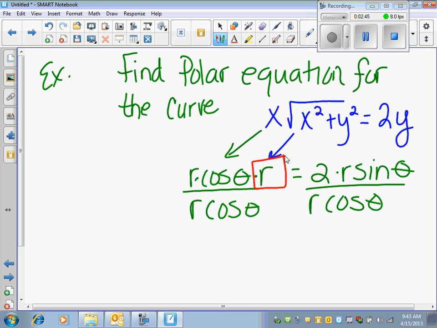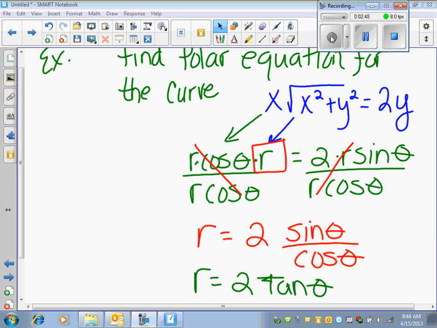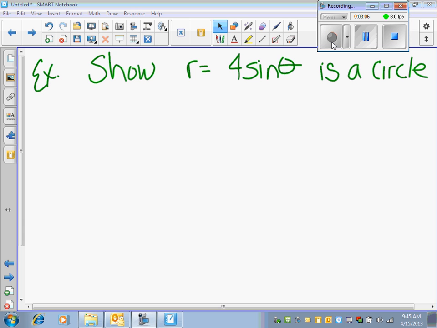So we're going to divide through by r cosine of theta on both sides, and let's see what happens. Okay, once we simplify that, we get r equals 2 sine of theta over cosine of theta, and sine theta over cosine of theta is tangent. Our final answer for the polar equation is r is equal to 2 tangent of theta.